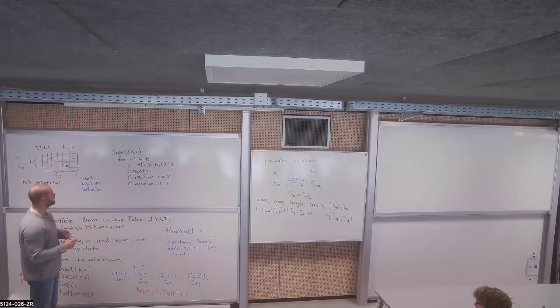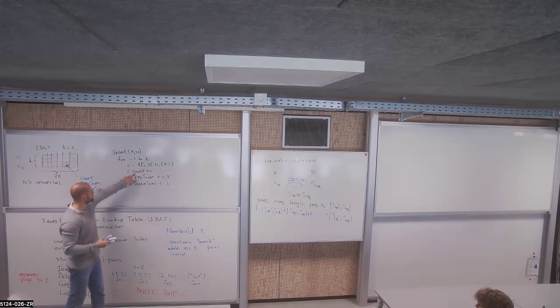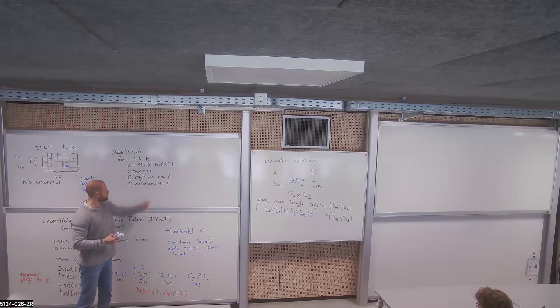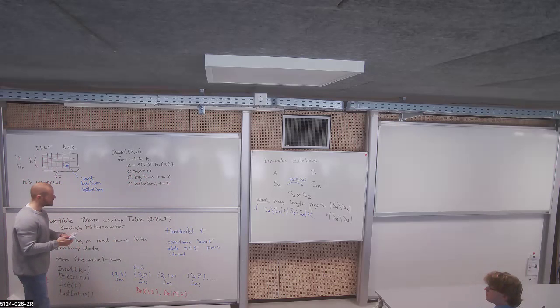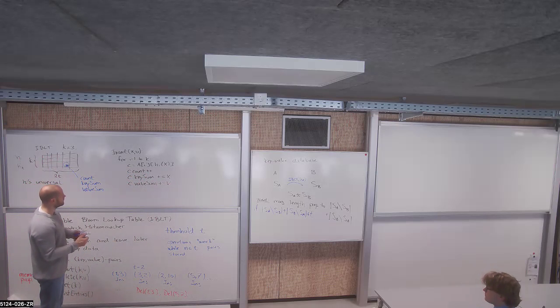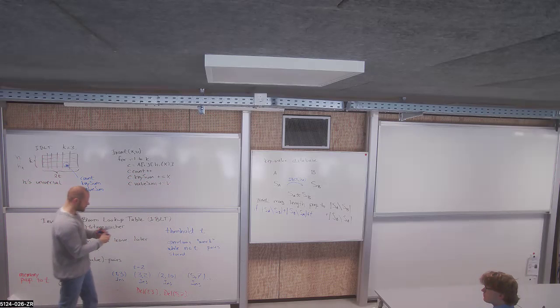Okay. So that's the entire insert operation. Basically, you just hash it in every row, and in that cell that it ends up in, we're saying now there's one more item that hashed here. Key sum is incremented by the key, and the value sum is incremented by the value. Very simple. And what does the delete do?